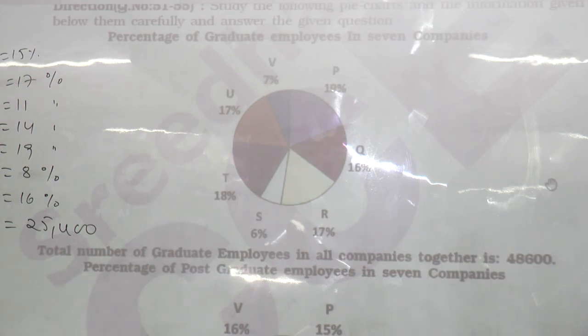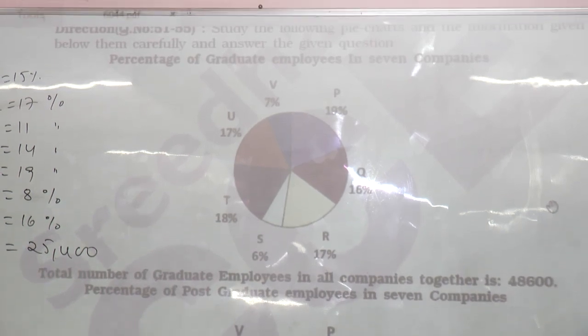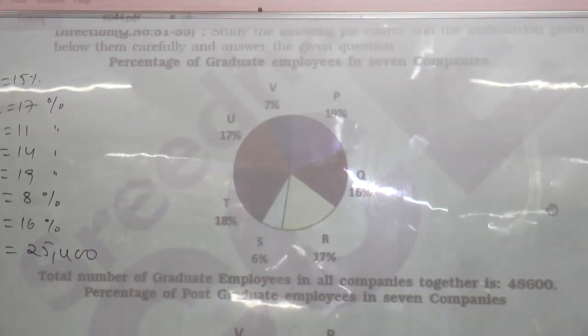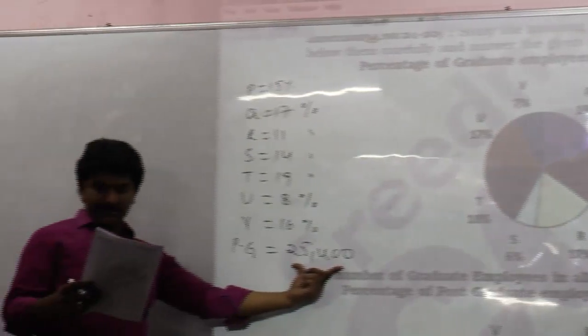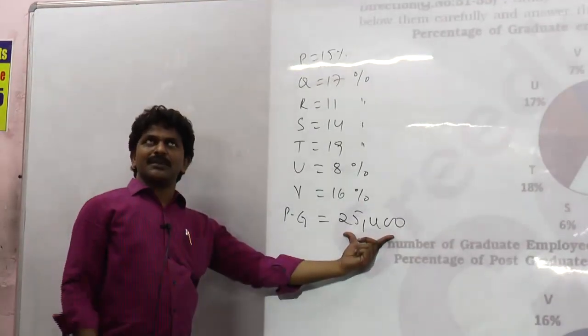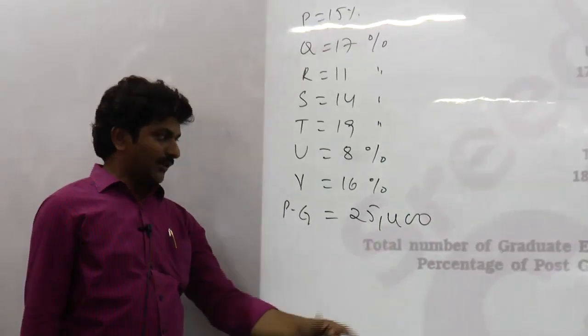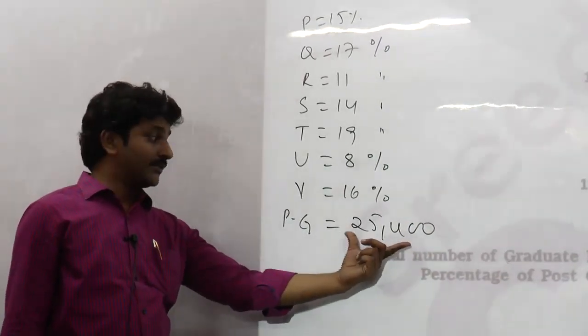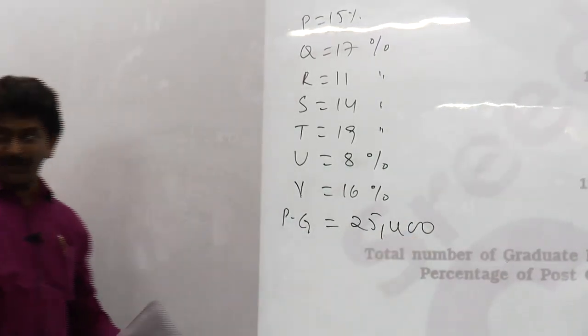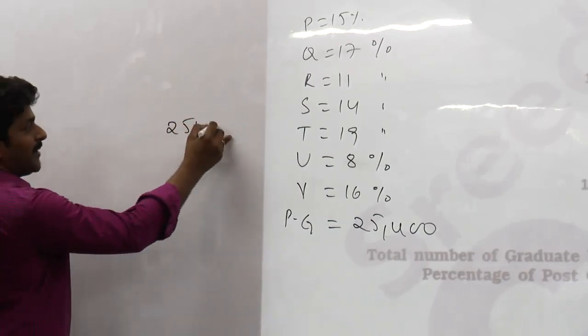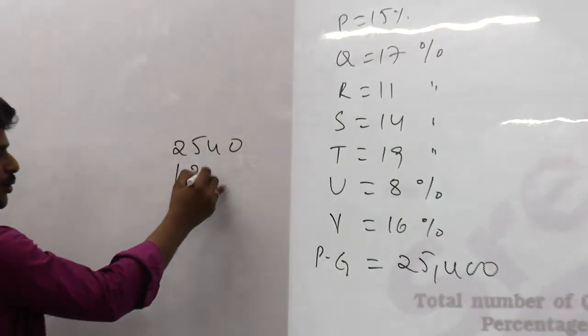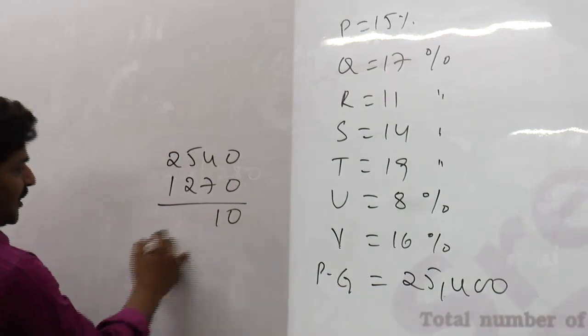51. How many postgraduate employees are there in the company P? Postgraduates in company P. 15% of this number. Answer should be 3 multiple. 7 3 is 21. Yes, more than one option. 10% is 2540. And 5% is half of this number, 1270. Your answer should end with 10.